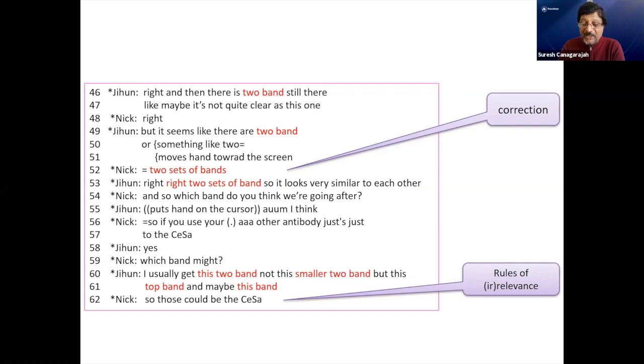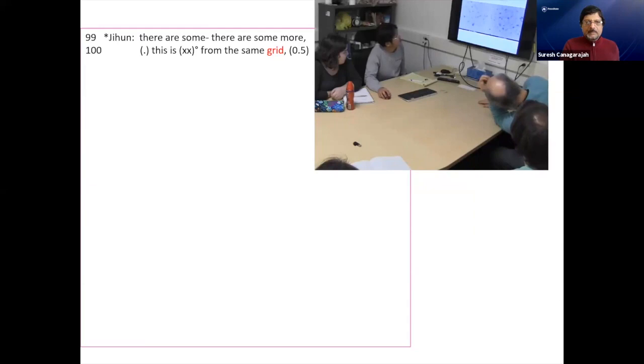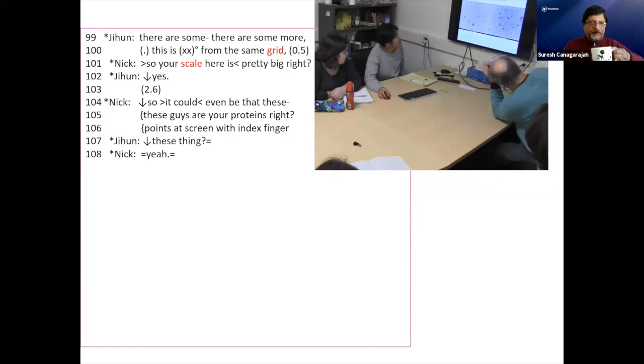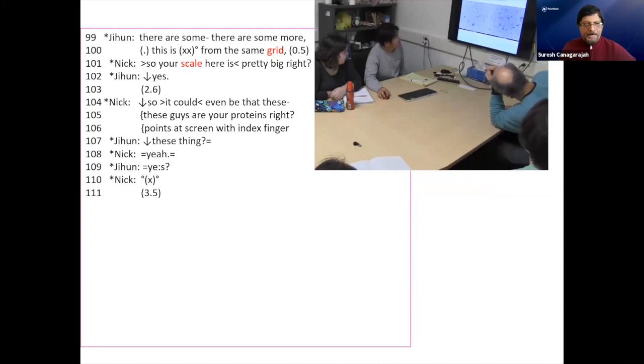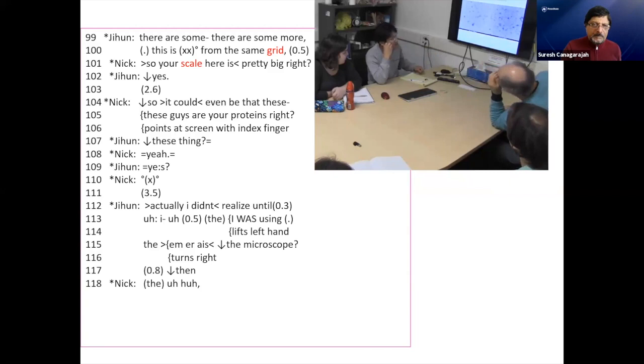It's like, there's some work person from the same grade. So your scale here is pretty big, right? Yes. So it could even be that these guys are your proteins, right? Yes. It is. Yeah. Yes. Actually, I didn't realize until I was using the MRIs, the microscope, then the scale. Yes, scale is different.